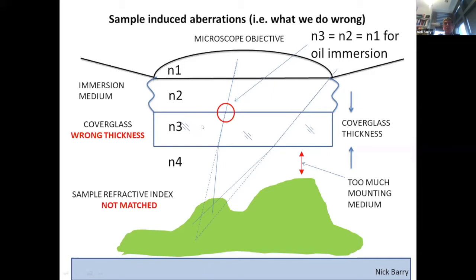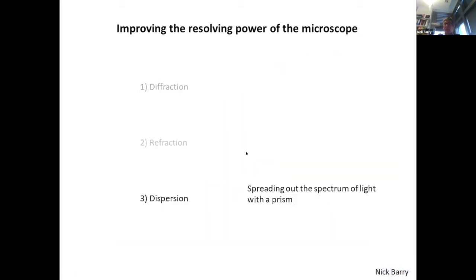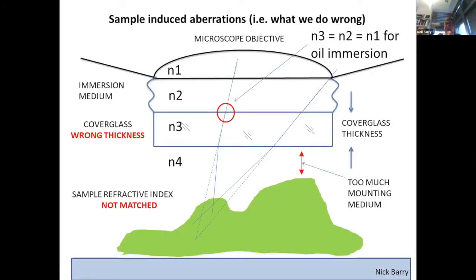So really, we want to use a number 1.5 most of the time, which has got a thickness of 0.17 millimeters. It does matter if you use one that's 0.2 millimeters thick or 0.1 millimeters thick. This will have an effect. If we mount the medium with a lot of gap between the sample and the cover glass, and this mounting medium is not refractive index matched, then we'll get an effect at this interface as well, and so on. So the sample does have an impact on what we do.